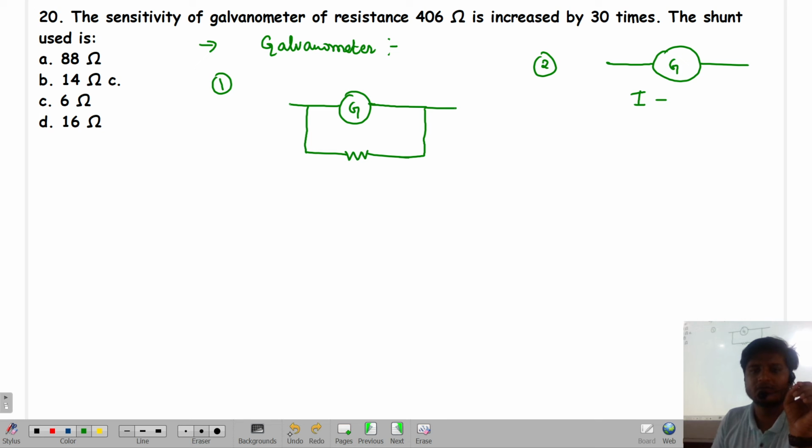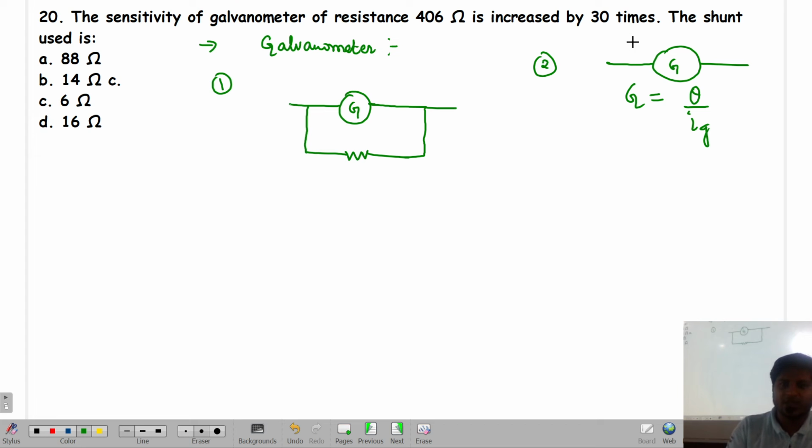Sorry. Some quantity G is given as theta by current of the galvanometer, right? It is equal to theta by current. The galvanometer shows current. If the total current is passing as I G, then the galvanometer will deflect by some angle theta. If you want to calculate the effectiveness of the galvanometer, it will be given by G is equal to theta by I G.